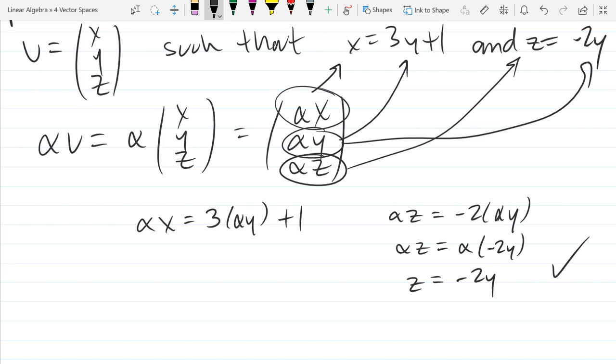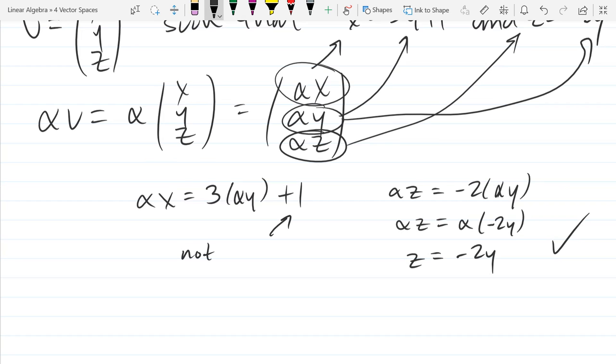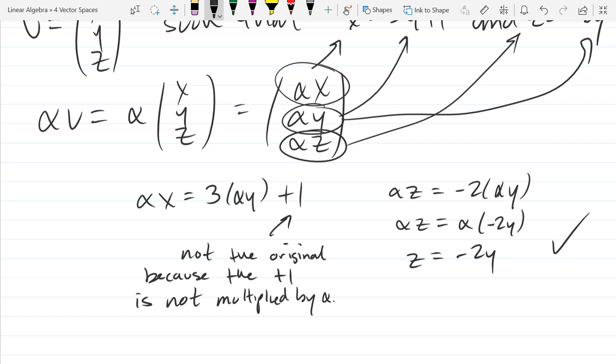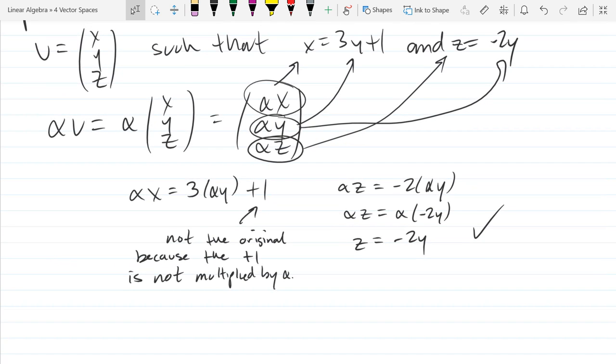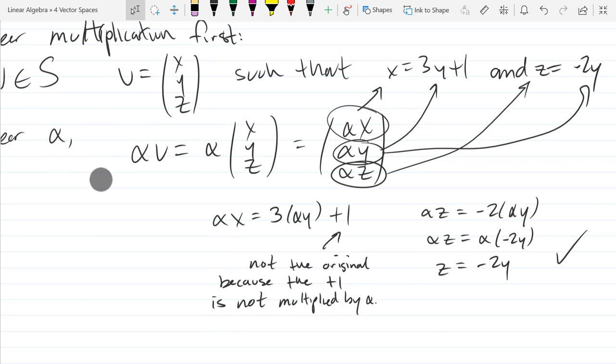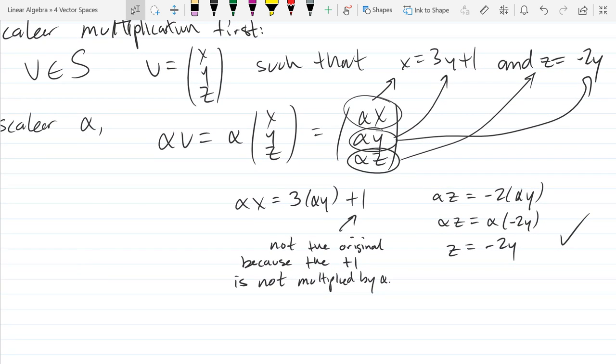Now we're going to manipulate the left equation and see if we can turn it back into x equals 3y plus 1. Why is this not equivalent to our original equation, x equals 3y plus 1? Plus 1 wasn't multiplied, not scaled. Yep, our plus 1 wasn't scaled. That was our issue right here. So it's not going to be the original, because the plus 1 is not multiplied by alpha. All right, so we just showed scalar multiplication won't work.